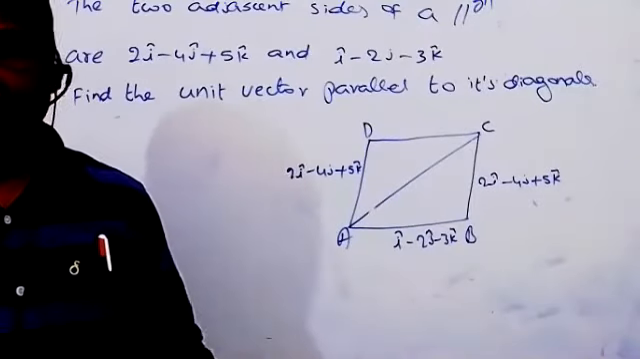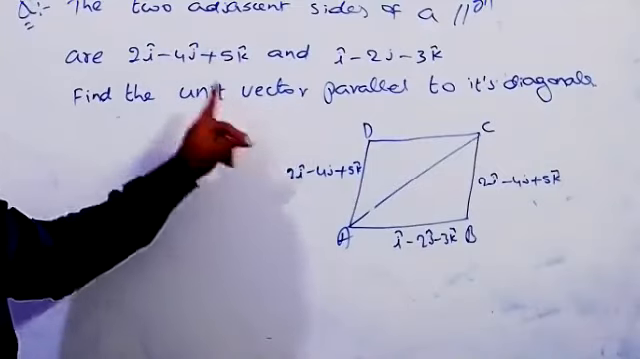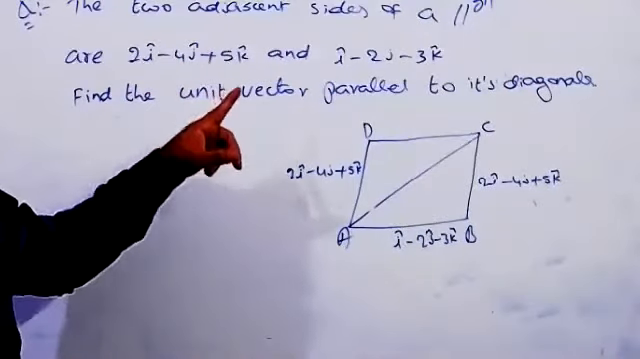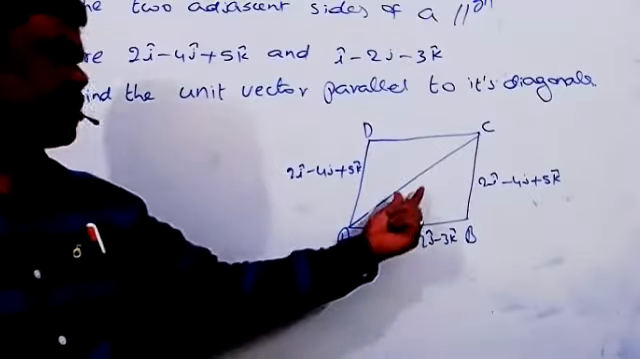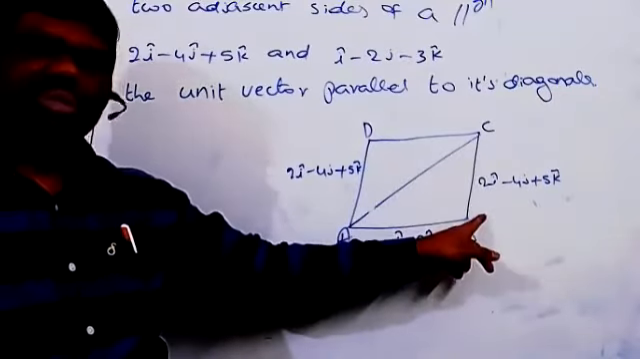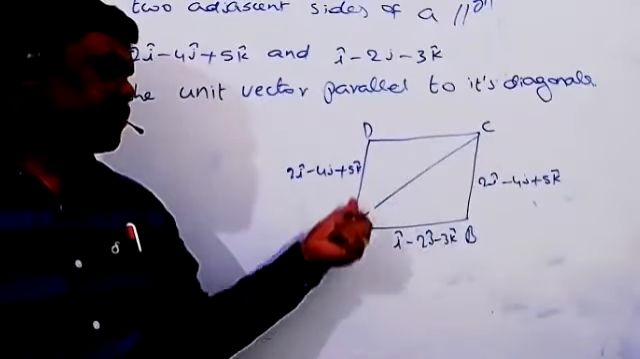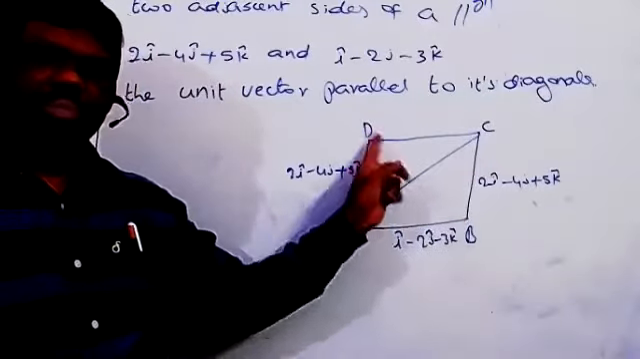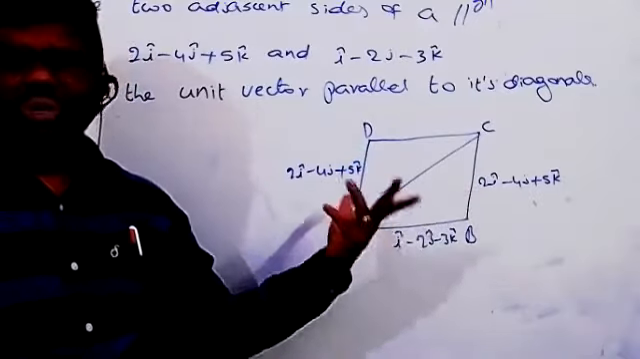Any parallelogram problem is given; remember this kind of question is asked in examinations. They give the adjacent sides, but we have to find the unit vector parallel to its diagonal. Directly you can take the direction of AC equal to the direction of AB plus the direction of BC, or else the direction of AC equal to the direction of AD plus the direction of CD. If you take the diagonal BD, it is equal to the sum of these two or these two, anything you can take.